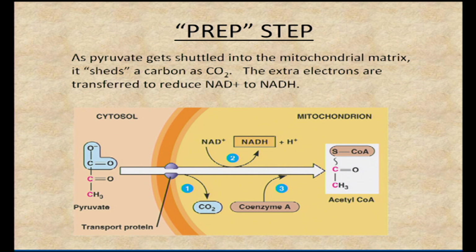As it's shedding off that carbon dioxide, it needs a place to put the extra electrons. So where does it put them? Onto NAD+, of course, thus reducing it into NADH. So the end product of this fairly complicated step is something called acetyl-CoA, which is a 2-carbon molecule. So what did we get out of this prep step? We've gone from pyruvate to acetyl-CoA, we've released a carbon dioxide, and we've gained an NADH.